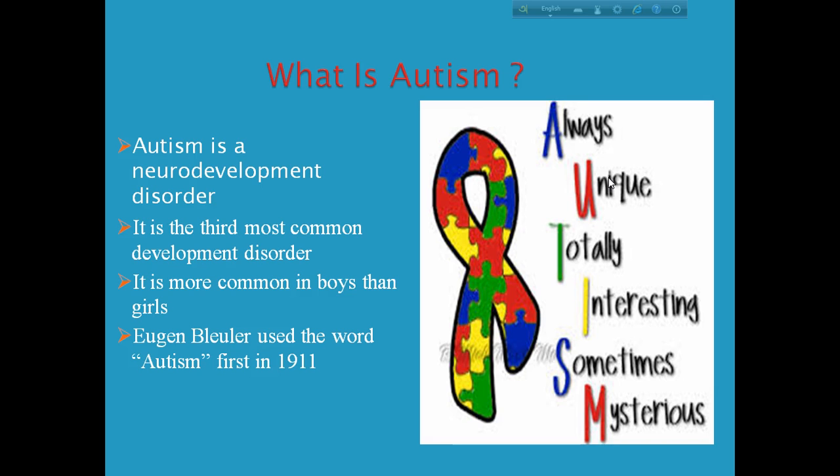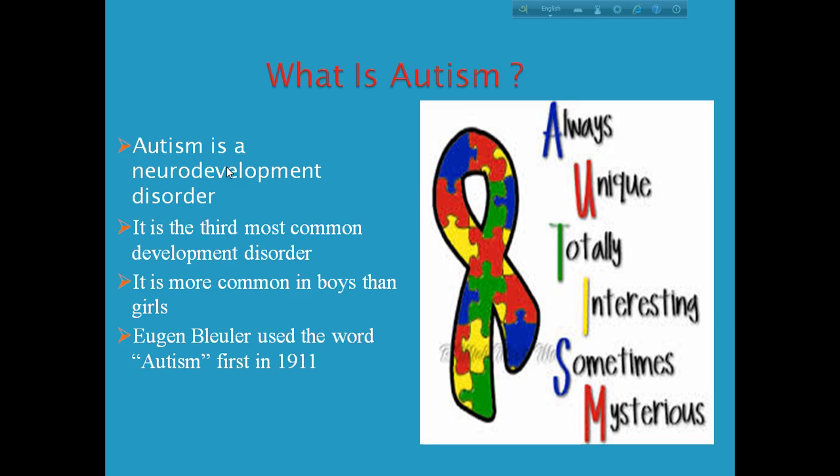Autism is a neurodevelopmental disorder, a mental condition present from early childhood, characterized by great difficulty in communicating and forming relationships with other people and in using language and abstract concepts. It is the third most common developmental disorder. It is more common in boys, as it can typically be found in boys 4 times more than in girls.